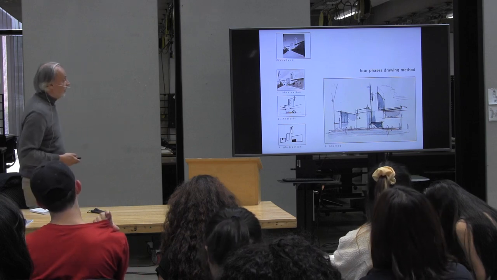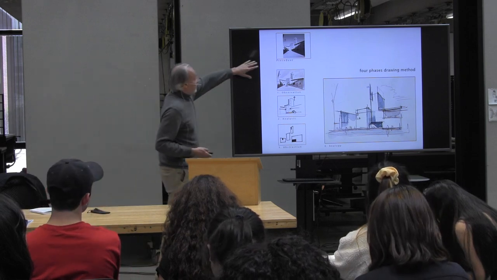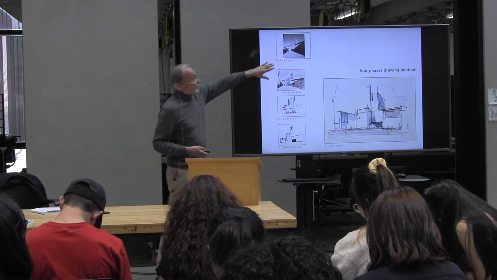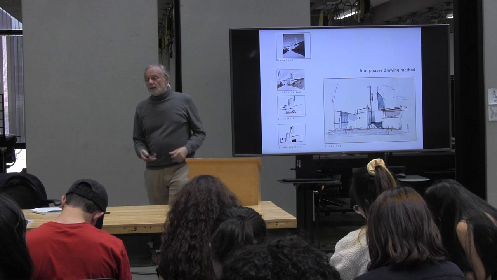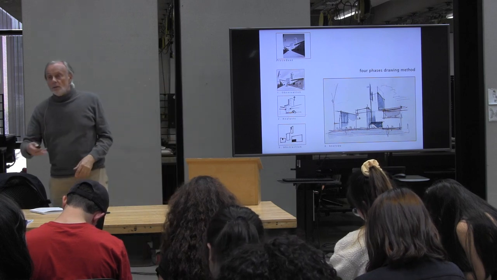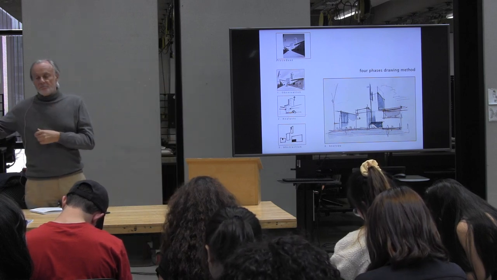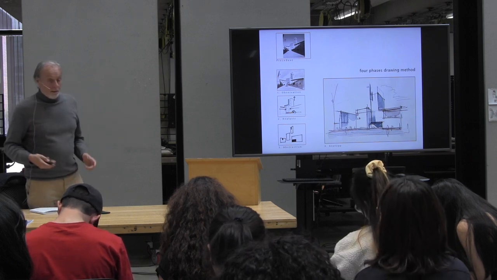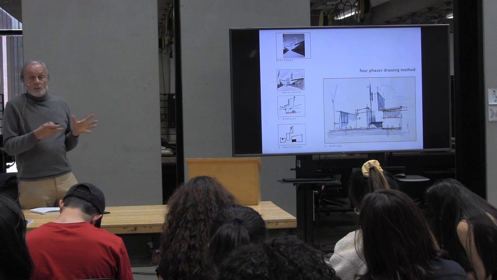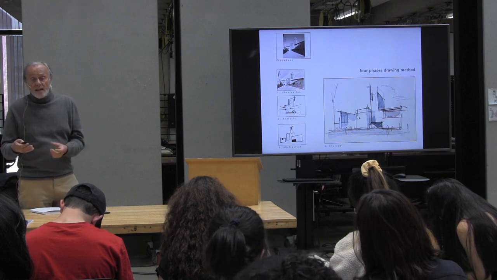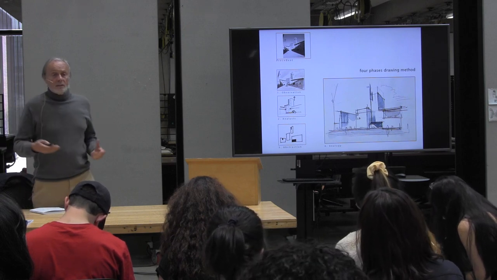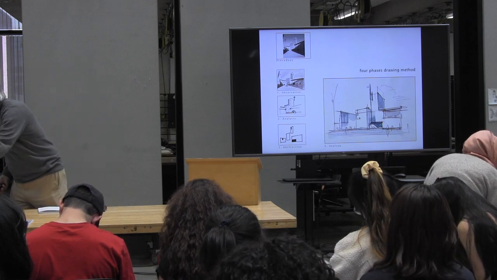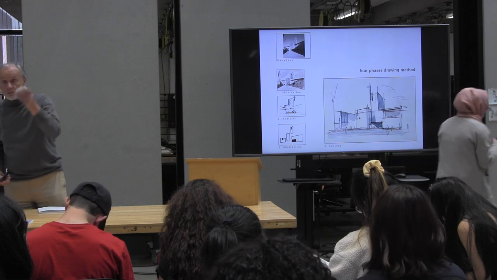Four-phase drawing method. We have a precedent in this case, a view of an historic town. But this precedent could be a plan, it could be a section, it could be the work of a contemporary architect or of an old architect. It could be anything. It could be applied also in other fields, like industrial design or graphic design. You could put as a precedent a bottle, you can put as a precedent a piece of paper.